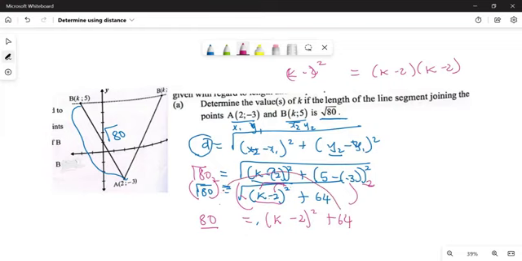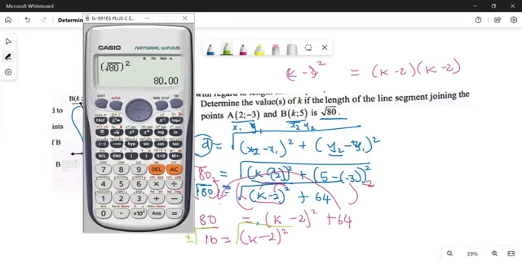Let's try this. If I take this 64 to the other side, then I'm going to have 80 minus 64. What is 80 minus 64? It's 16. So I have 16, which is going to be equal to k minus 2 all squared. Now I'm going to remove the square here. How do you remove a square? You put a square root on both sides. So after that, if you take the square root of both sides, you're going to have the square root of 16.